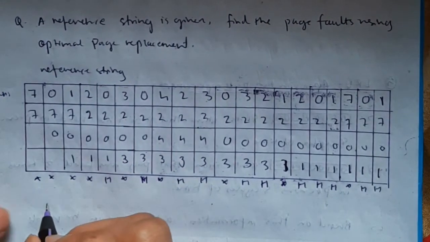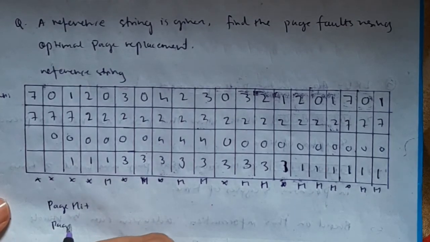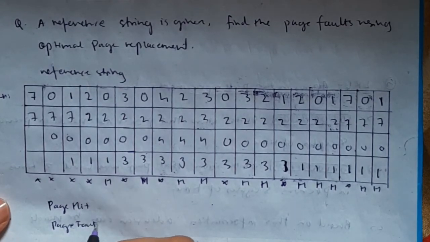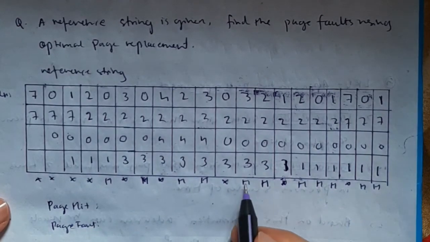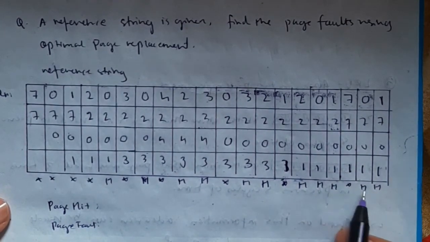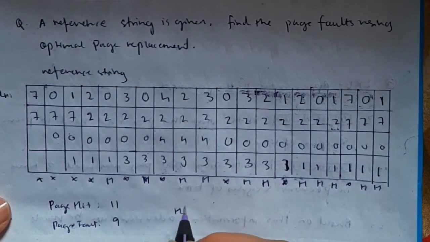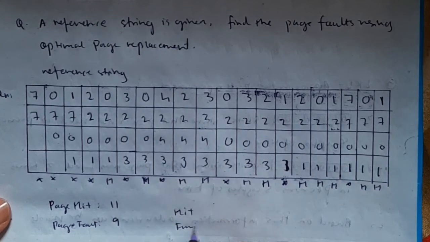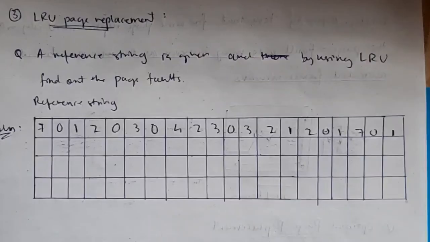Now I'll be noting down the page hits and page faults. How many hits are there? 1, 2, 3, 4, 5, 6, 7, 8, 9, 10, 11, and page faults are 9. So the hit ratio and the fault ratio will be 11 by 20 and 9 by 20. Okay. This is the third one.